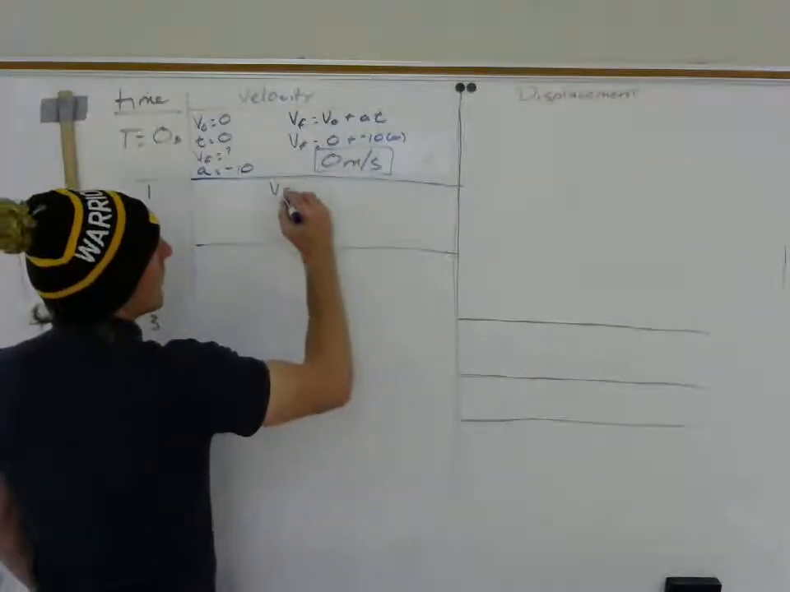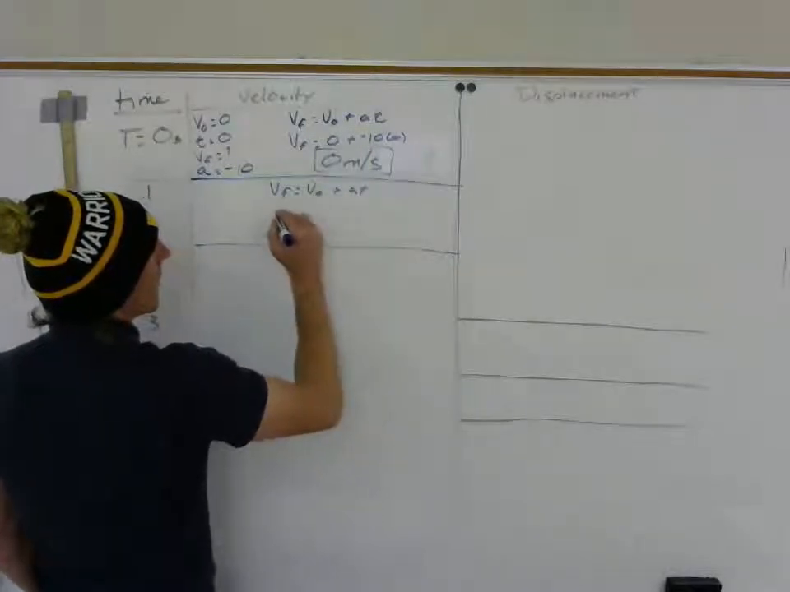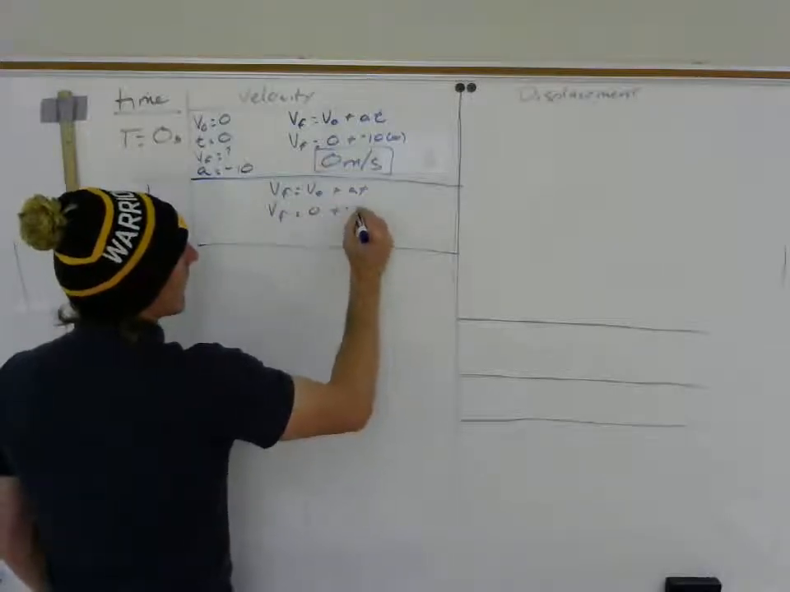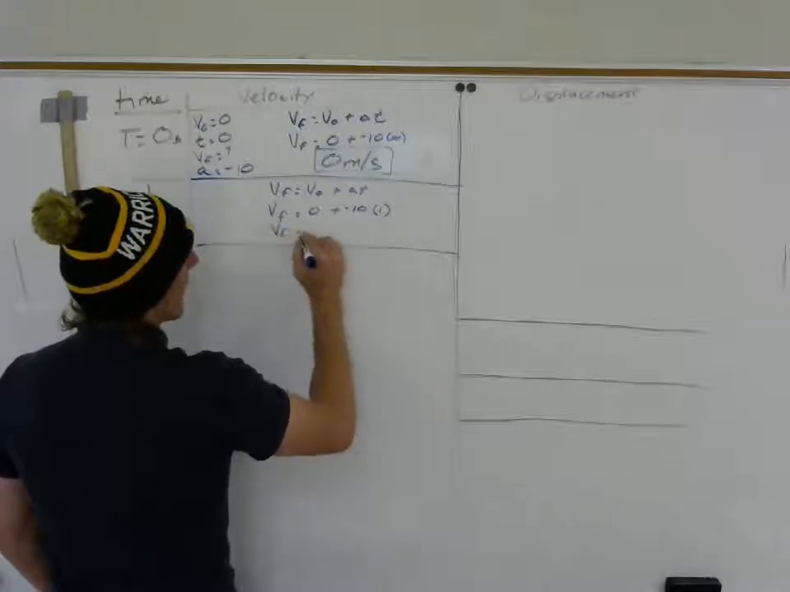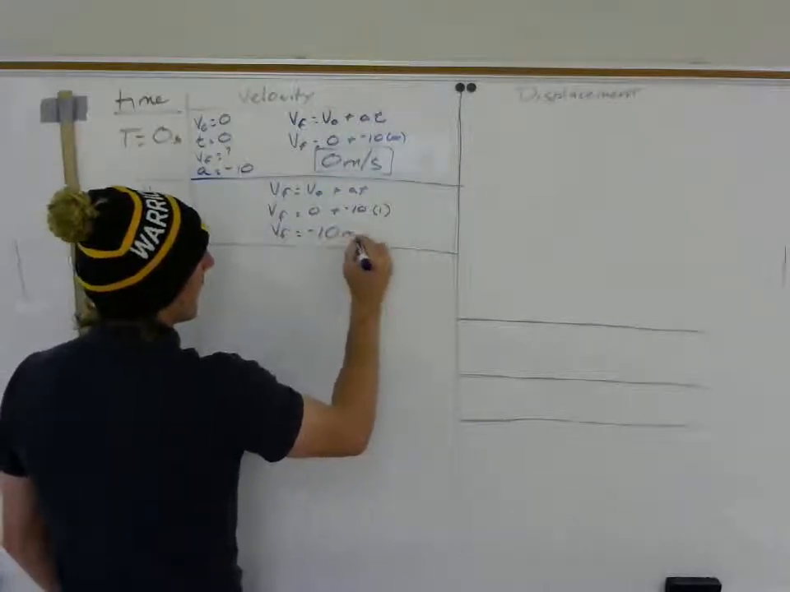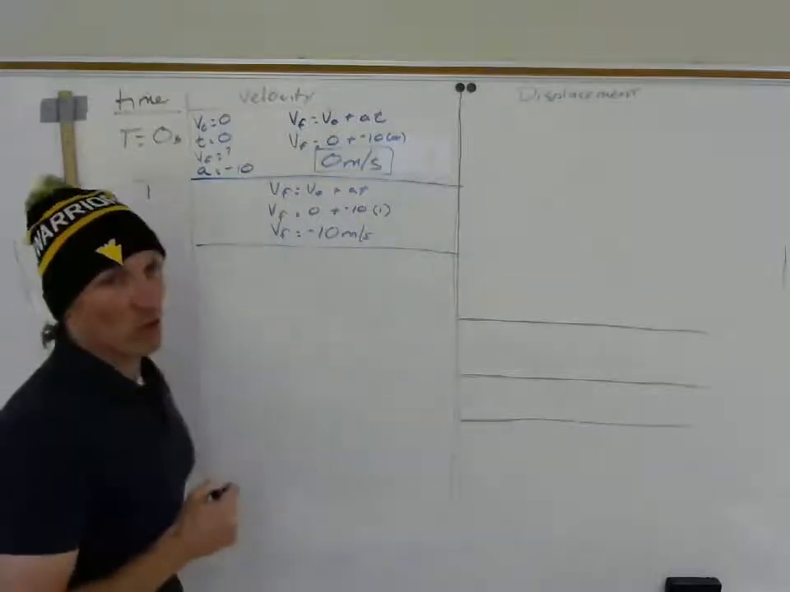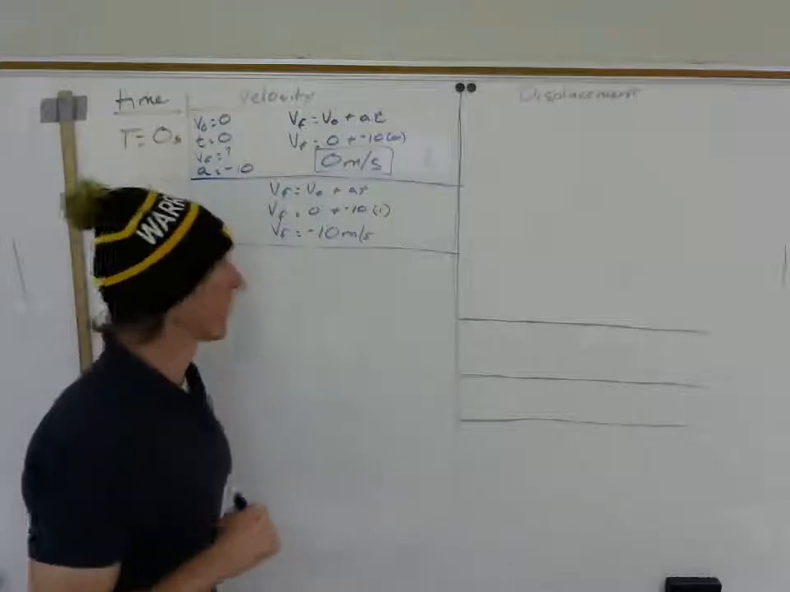We use the same equation. My final velocity, I don't know. My initial velocity is 0. I have negative 10. Now my time is 1 second. So my final velocity is going to equal negative 10 meters per second. So after 1 second, that ball is going to be traveling at negative, down, 10 meters per second.